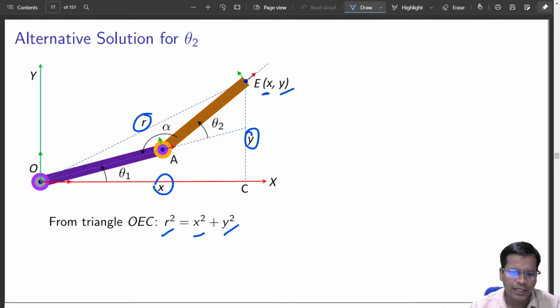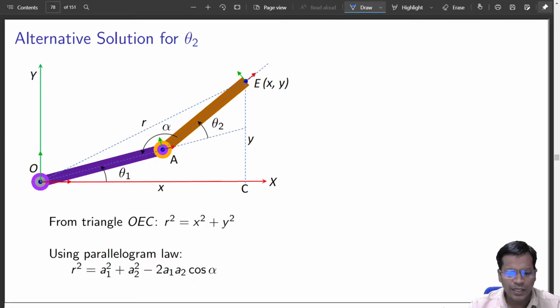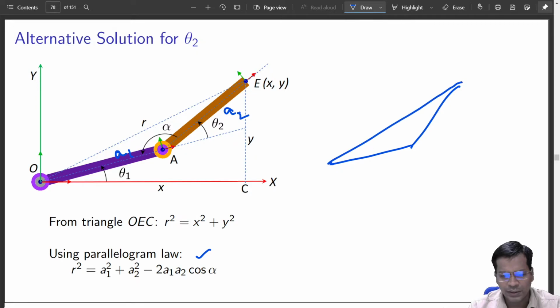That is quite simple, using triangle OEC. Again, using the parallelogram law theorem, you can directly get it using x and a1 and a2. Where is a1? This is a1, this is a2. Now you know a1 and a2. So if you know a1 and a2, how much is this diagonal? Provided you know this angle alpha, it is given by this.